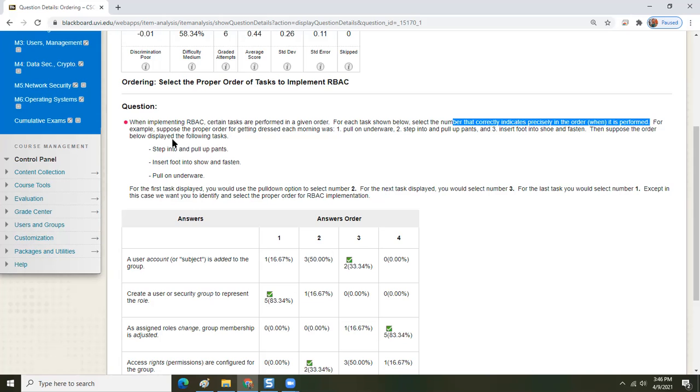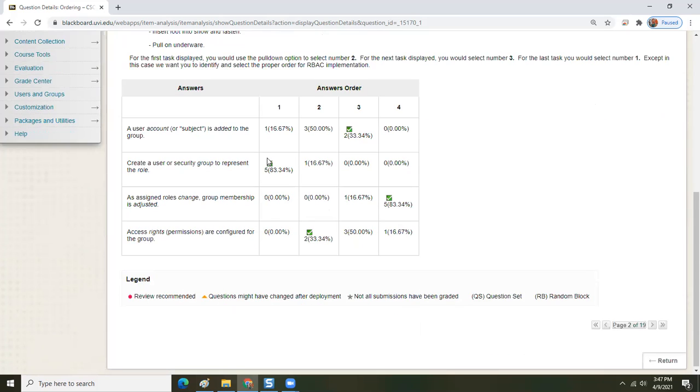For example, suppose the proper order for getting dressed each morning was pull on your underwear, step into and pull up your pants, insert foot into shoe and fasten, and then suppose the order displayed the following tasks: step into pull up pants, insert foot into shoe and fasten, pull on underwear. For the first task displayed, so I'm just explaining what's expected, right? So the answer order, this was the first answer that was displayed.